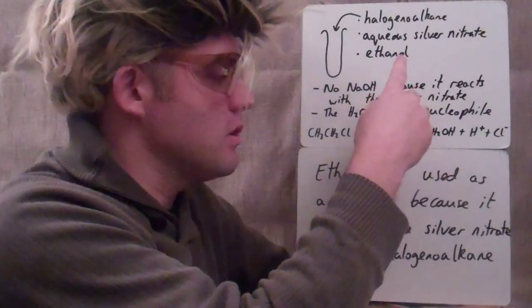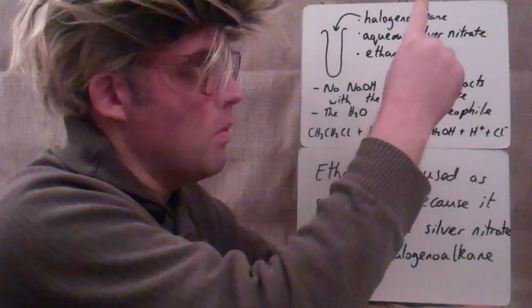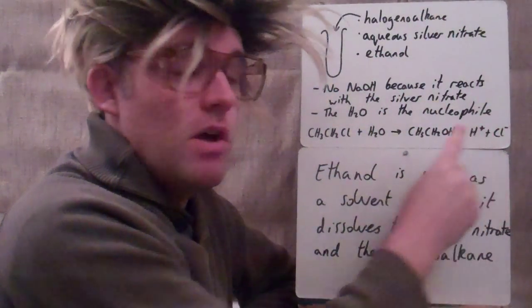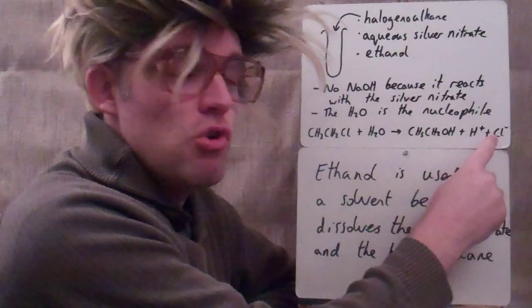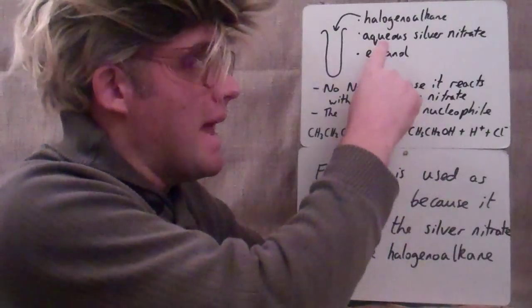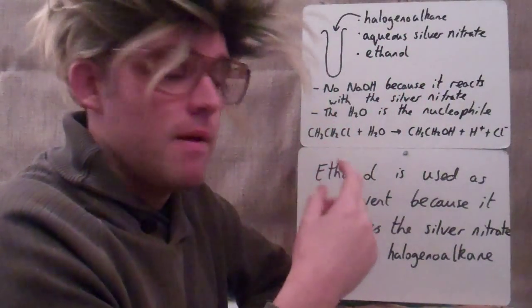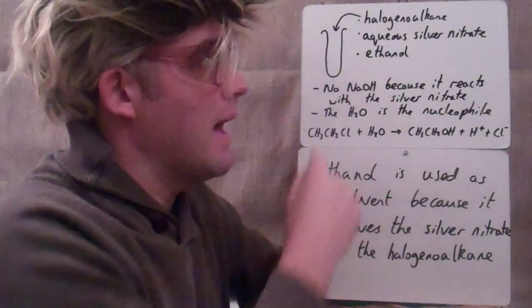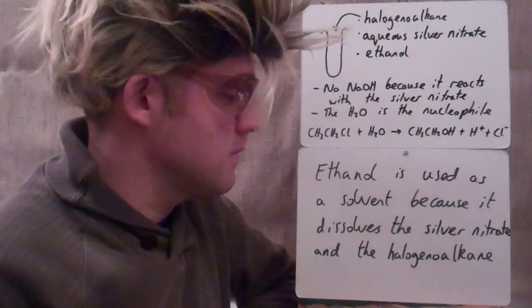We've got the silver nitrate, because the silver nitrate is important because it's going to react with the halide ion produced. In this case, the chloride, but it could be the bromide or the iodide. Okay, it's aqueous because we need the water in there, because the water is our nucleophile. And we need the halogenoalkane which we're testing.